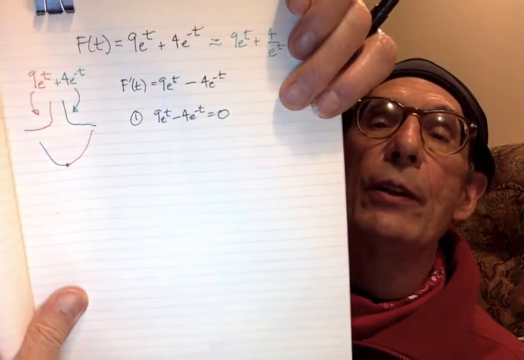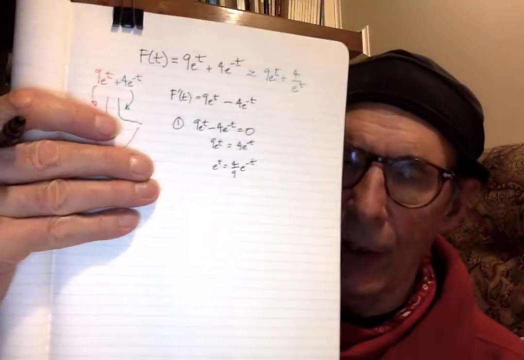Now we want to know where the derivative is positive and where it is negative, and I'm going to show you two ways to do this. One is very straightforward, and the other's a little fancier, but it's a lot easier. So method 1: to find out where a function is positive, you need to find out where it's 0. So I'm going to set 9 e to the t minus 4 e to the minus t equal to 0. That will give me the critical point.